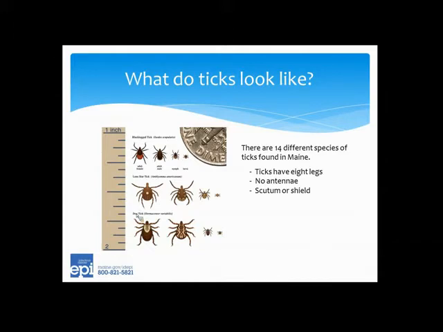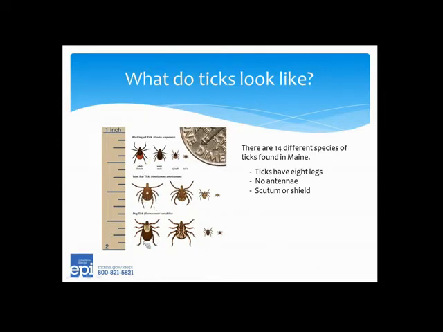Ticks do not have antennas, and one of the hallmarks of ticks is that they have a scutum or a shield, which is this part right behind the head on all of the ticks. So this picture shows 3 different types of ticks, and they all have these scutums behind the head. And like mosquitoes, the scutum will stay the same size when a tick is feeding, but their abdomen part is what will fill up with blood as they feed.